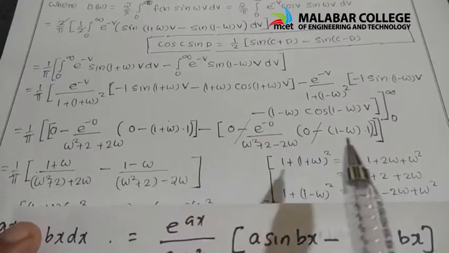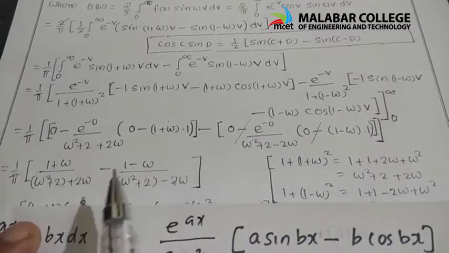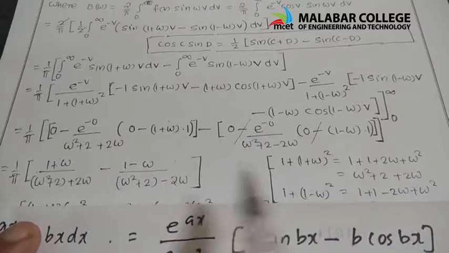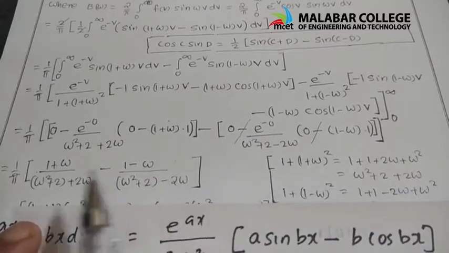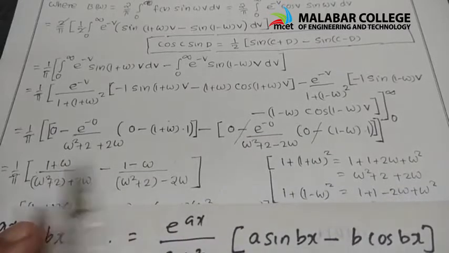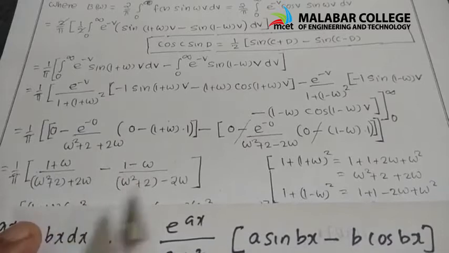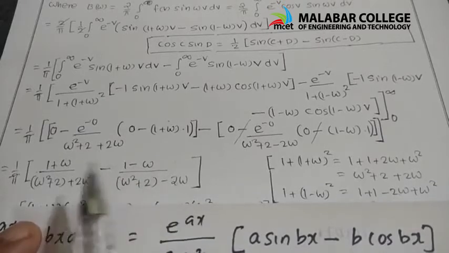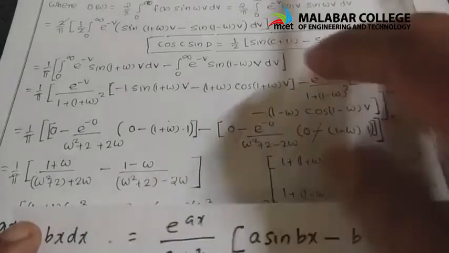So this is 1 minus omega that will come. This minus is written as this minus. This minus of minus will become positive. Then the only difference is that in place of plus we have to write minus everywhere. This one here also minus. Then we have to cross multiply these terms to simplify.